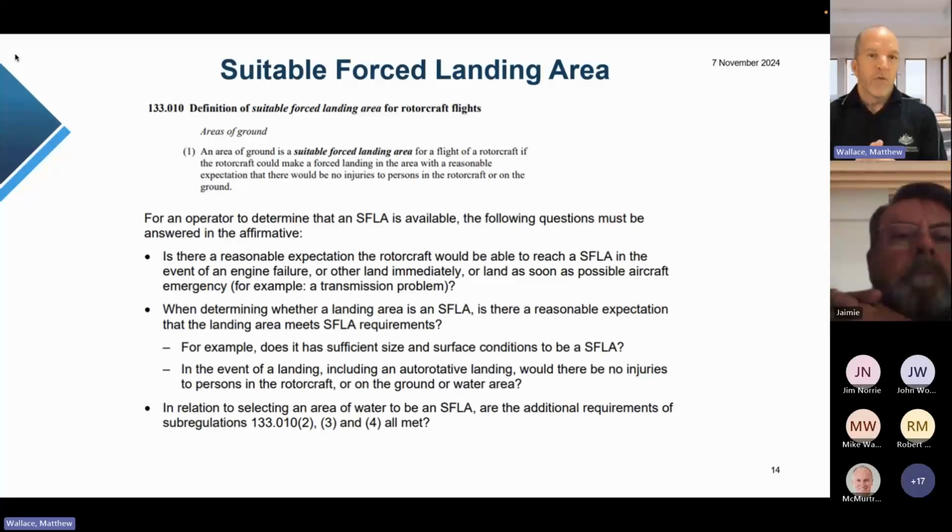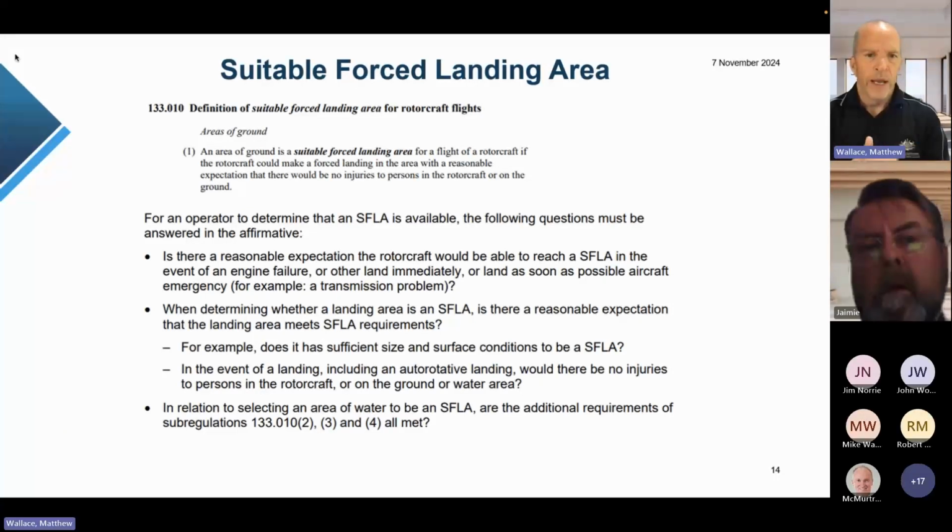Onto the suitable forced landing area. Again, I'll step through this. There's a lot of information in the reg, the MOS, and also the guidance material. But in broad terms, we're saying, hey, if we had to use the area, we think we could make it there, not damage ourselves or anybody on the ground.